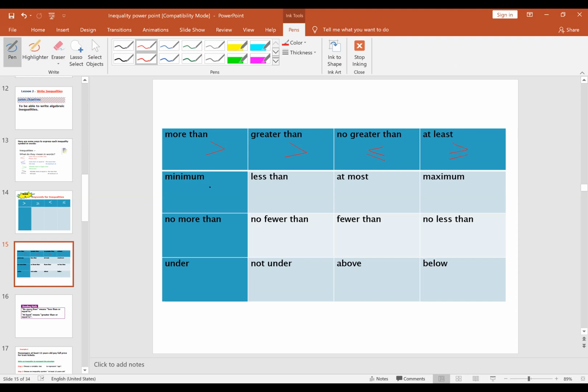Minimum is greater than or equal to. Less than. At most is less than or equal to. Maximum is less than or equal to. No more than is also less than or equal to. No fewer than is greater than or equal to. Fewer than, it is less than. So look, fewer than, it means less than. Therefore, no fewer than is the opposite of this word. Therefore, it is greater than or equal to.